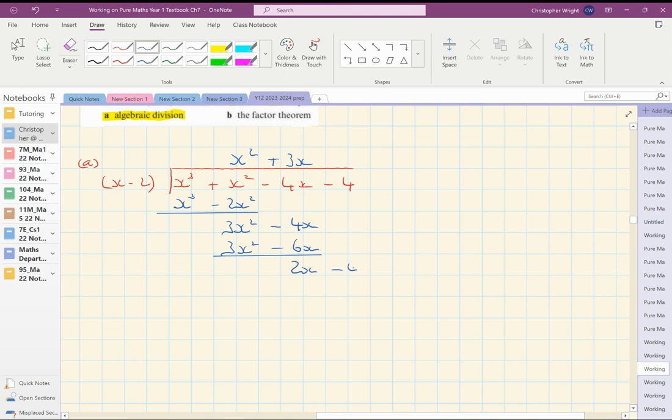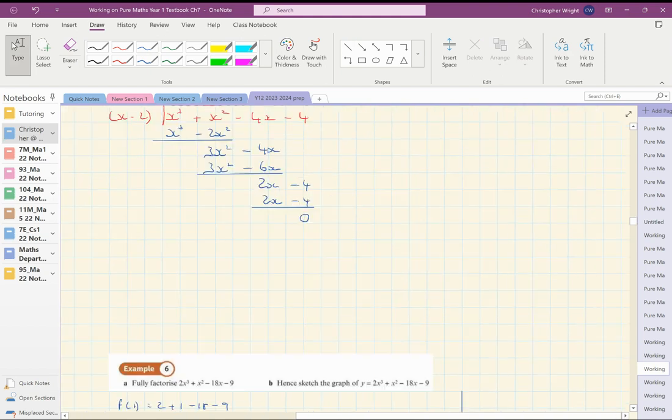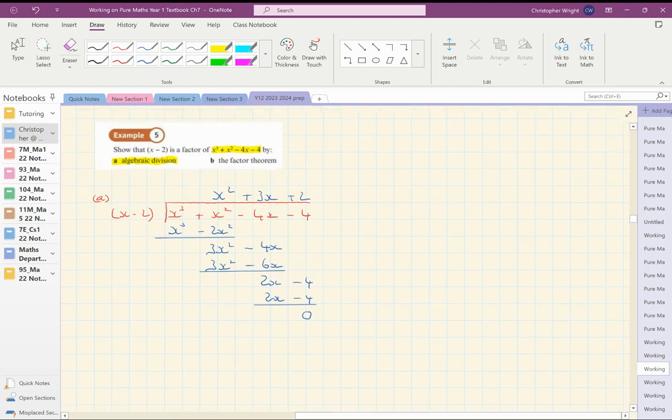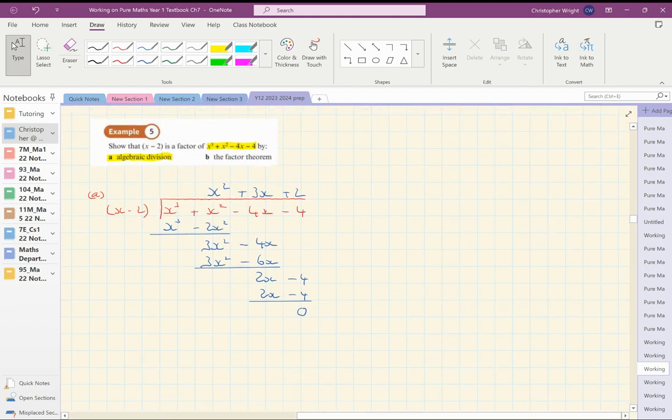Drop the minus 4. x into 2x goes positive 2 times. 2 times x is 2x. 2 times minus 2 is minus 4. And look at that, 2x minus 4 minus 2x minus 4 is indeed 0. So I've shown that the remainder is 0 when that polynomial is divided by x minus 2. Therefore, x minus 2 is a factor of that polynomial.